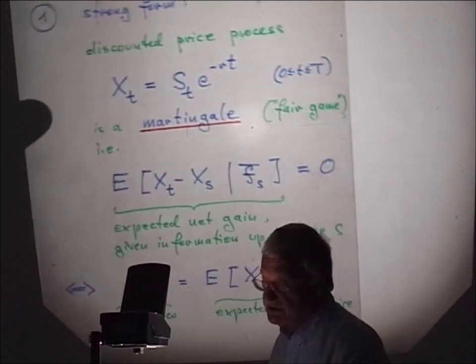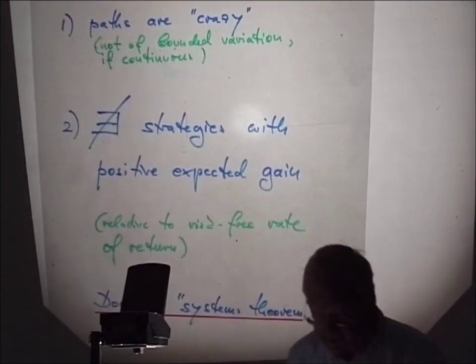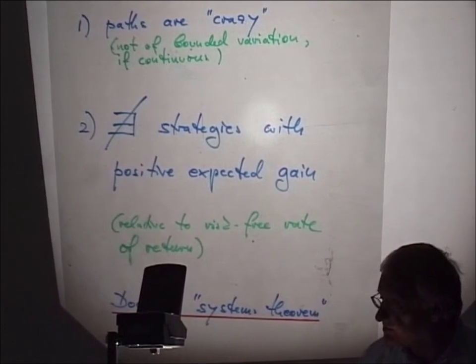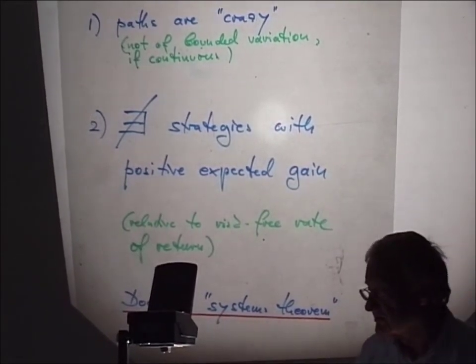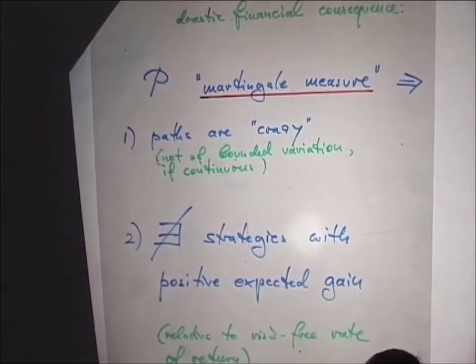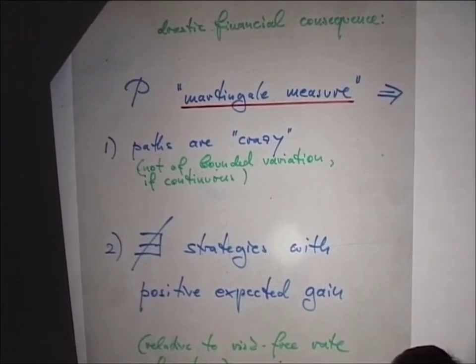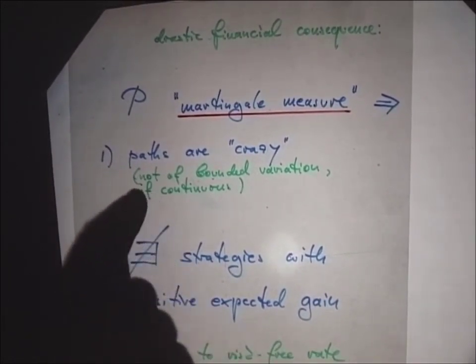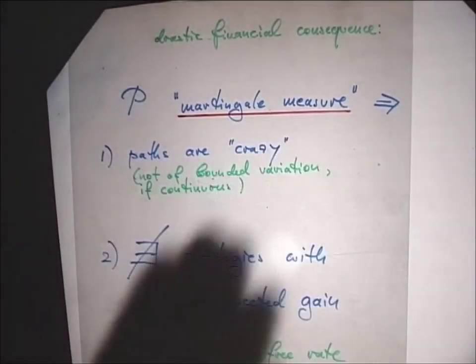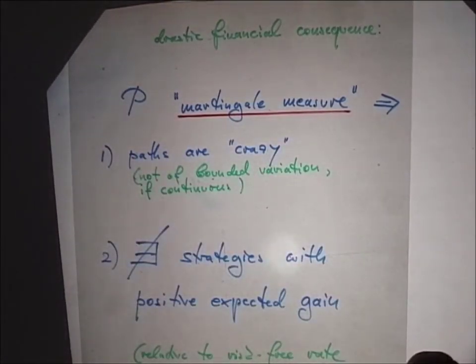Now, this assumption would have rather drastic financial consequences. So if P has this property, that with respect to P the price fluctuation has a martingale property, then let's call P a martingale measure. In the first place, that would already show why the paths are so crazy as we see them. If you have a model with continuous paths and a martingale measure, then the paths cannot be of bounded variation. It's a theorem of Lévy that if a continuous martingale had paths of bounded variation, then it would be trivial, just stay put, constant paths. As soon as it moves, it must move in this crazy way.